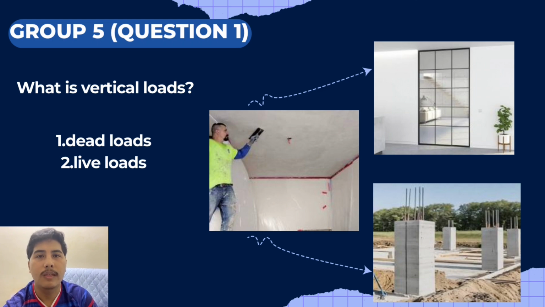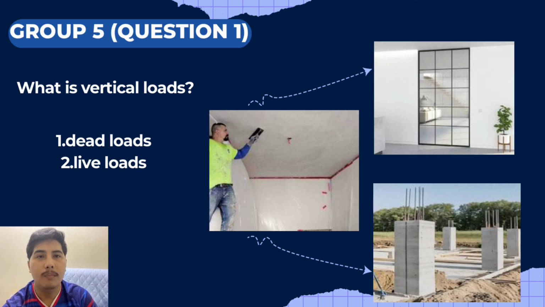So we move to the effects of the vertical loads. The first is compression. They compress the structural members like columns and walls, pushing them downwards. The second effect is bending. They cause bending in horizontal members like beams and slabs, which deflect downward.